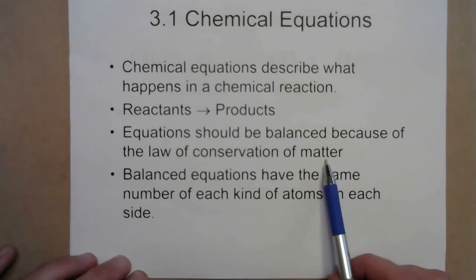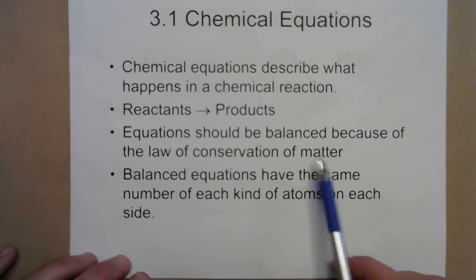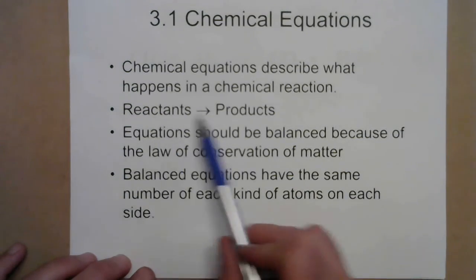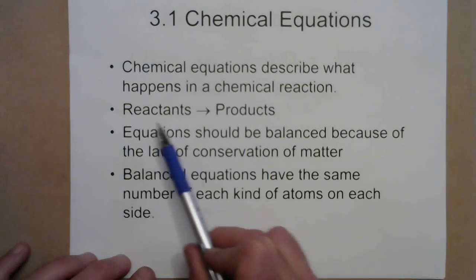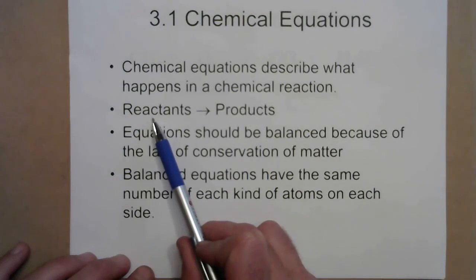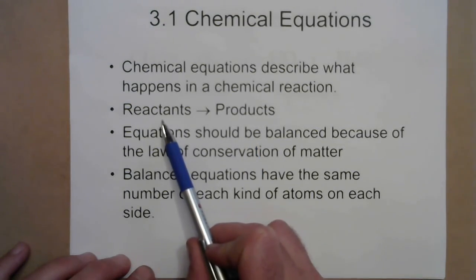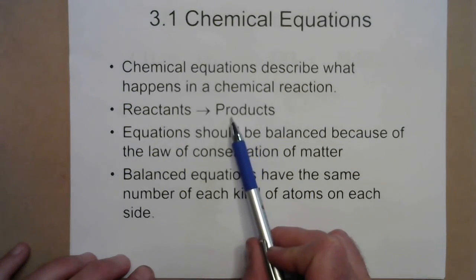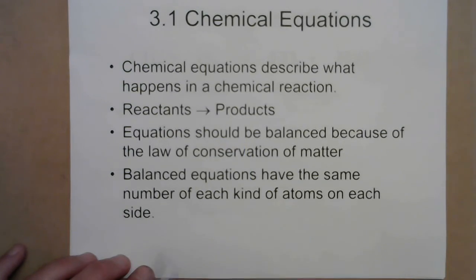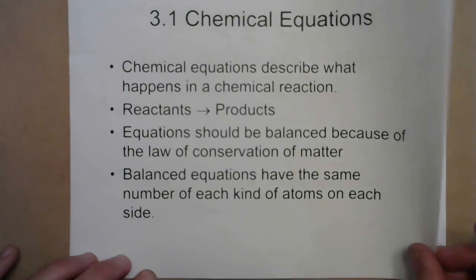So law of conservation of matter, things aren't being created or destroyed. If you have 5 grams of reactant, you need to have 5 grams of product. If you have 5 atoms of hydrogen, you need to have 5 atoms of hydrogen at the end. Again, when you're going from reactants to products in a chemical reaction, the identity of the atoms is not changing. It's just changing how they're connected and how they're arranged. So like I said, balanced equations need to have the same number of each kind of atom on each side of the equation.